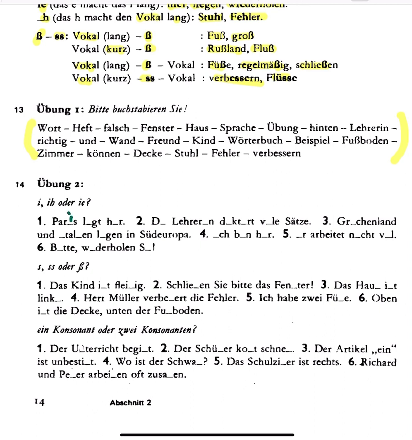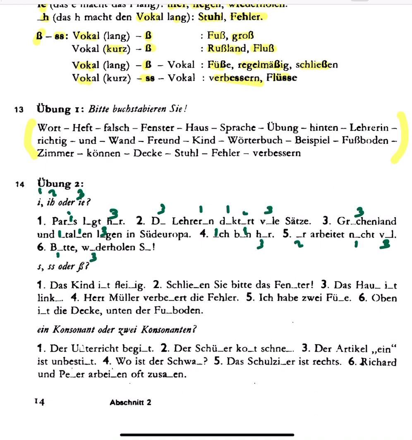For example, Paris with just I. Okay, we can write the number 1, 2, 3. Here is the 3. Lehrerin is the 1. Viele is the number 3. Griechenland, number 3. Und Italien, number 1. Liegen, number 3. Hier, number 3. Ihr arbeitet nicht, number 1. Viel, number 3. Bitte, number 1.